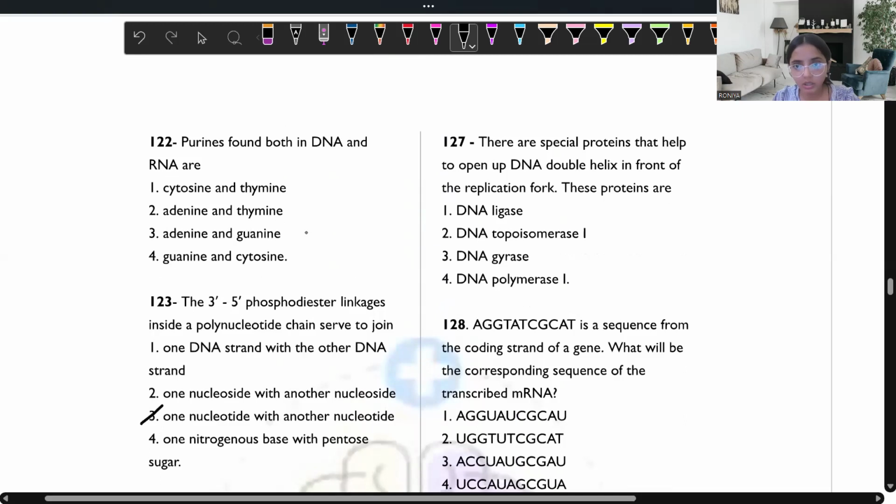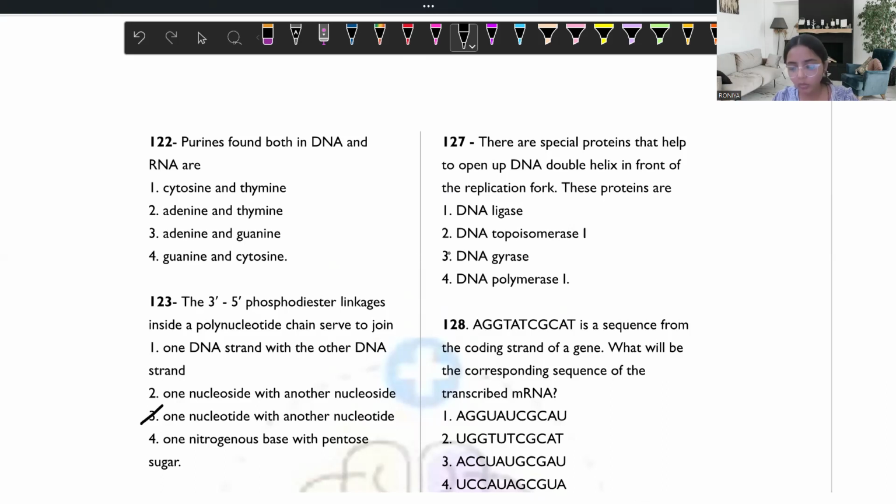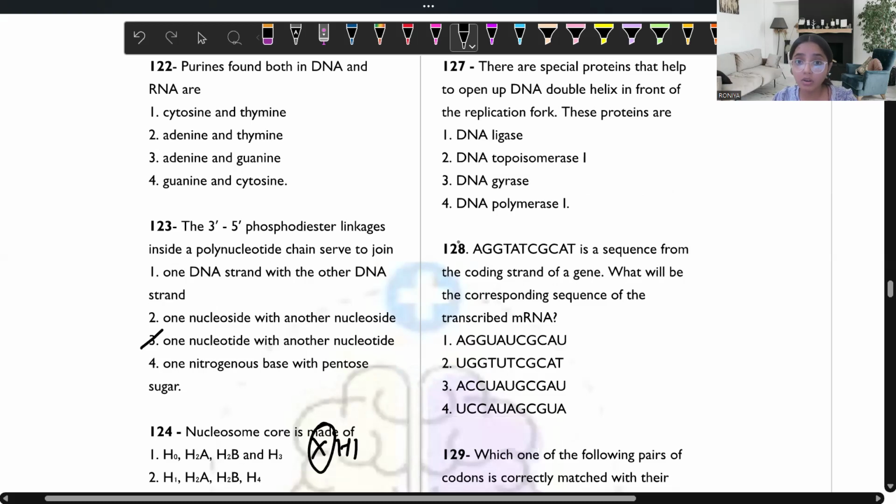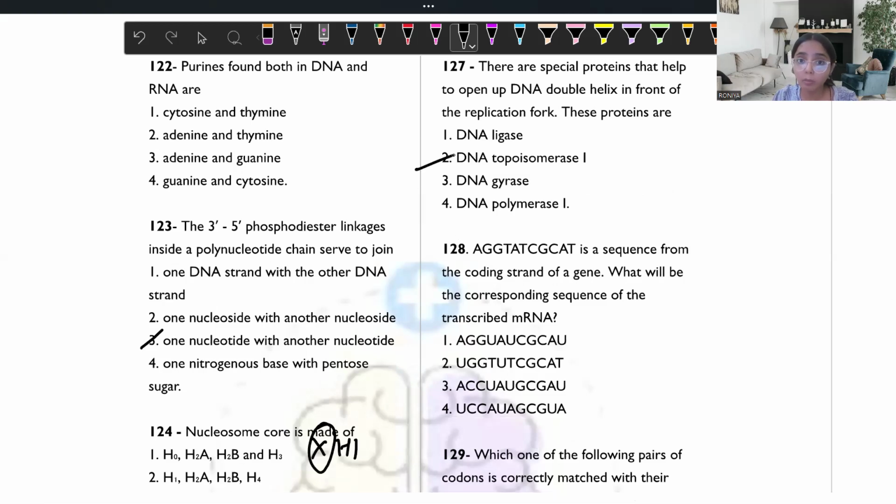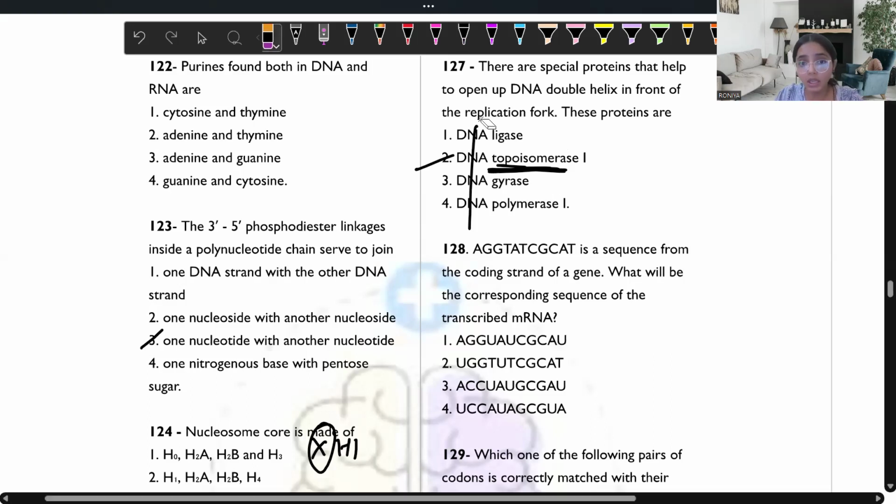Question 127: The special protein that helps to open up the DNA double helix in front of the replication fork. So they want to uncoil the DNA strand, and uncoiling of the DNA strand happens with topoisomerase. Even if you do not know all this, you should know topoisomerase is an enzyme which helps to uncoil the DNA.